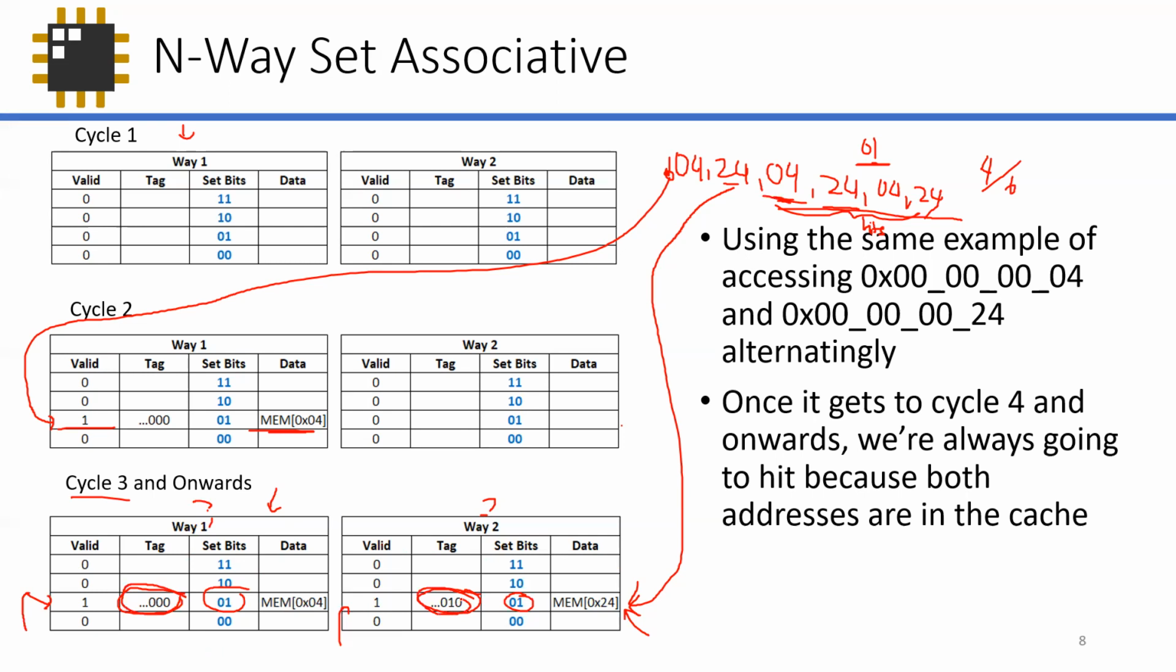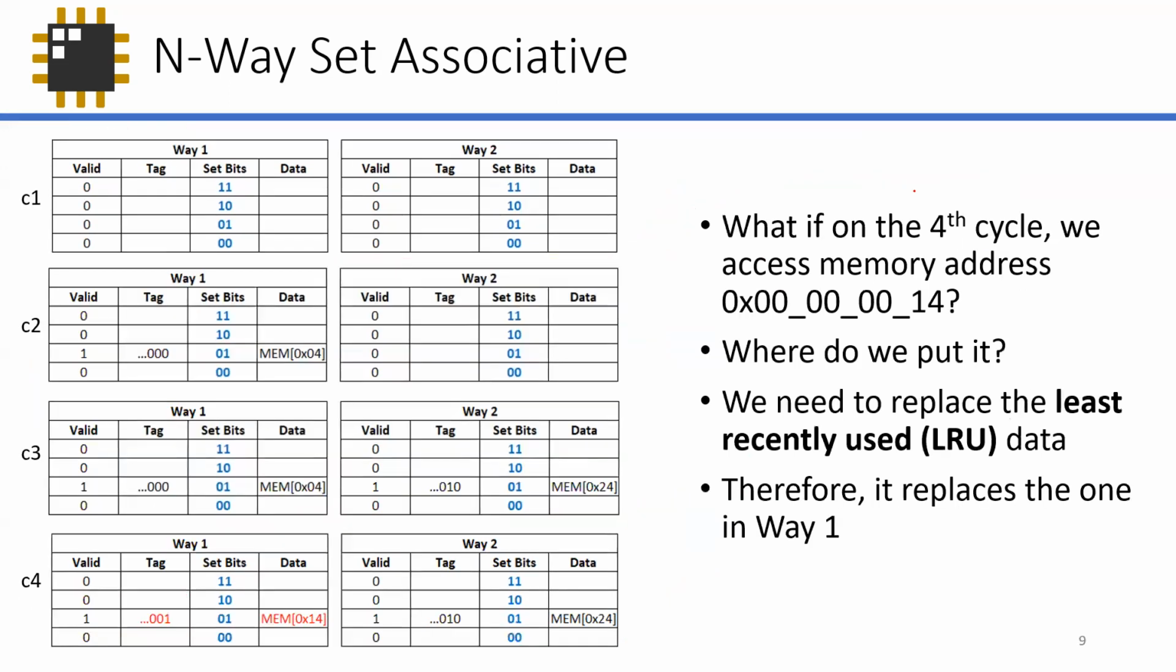And because both addresses 0, 4 and 2, 4 are inside the cache, right? Because they're inside, just the fact that they're inside the cache, there will always be a hit. Okay, so that's how simple it is. Now you might be wondering, what happens if we put in 1, 4 or some other bits that have 0, 1 in their set bits as well? Okay. So here's the interesting part.